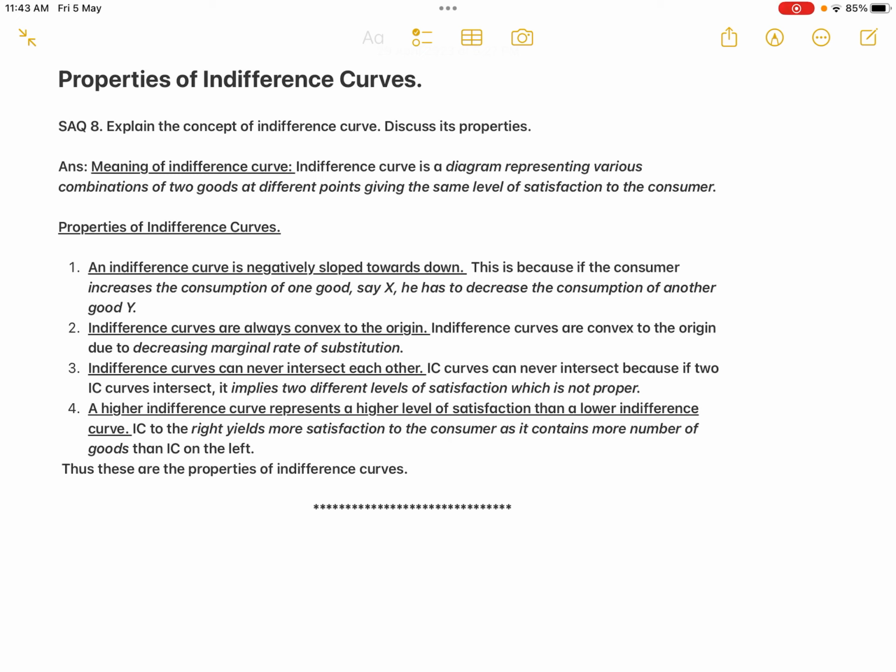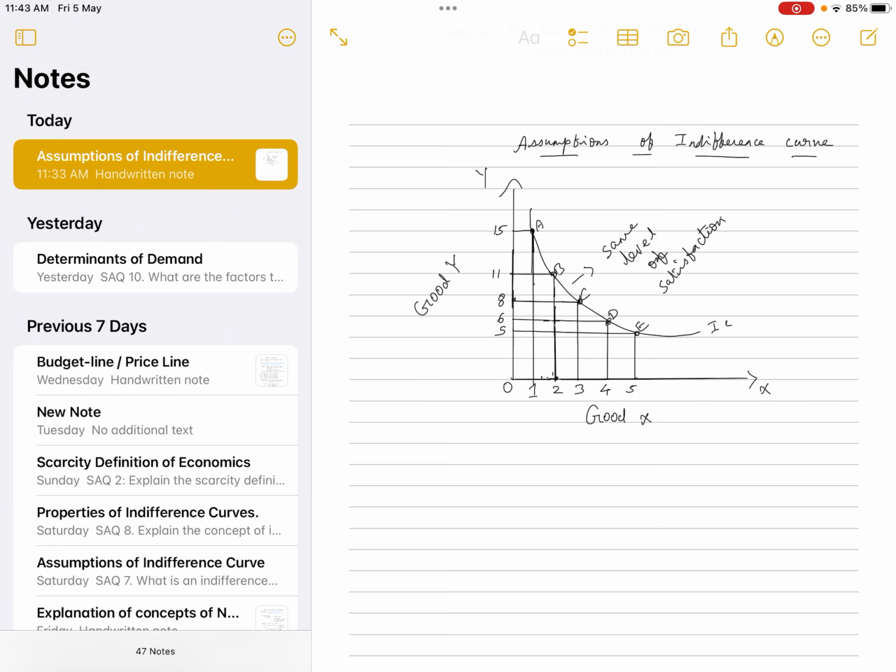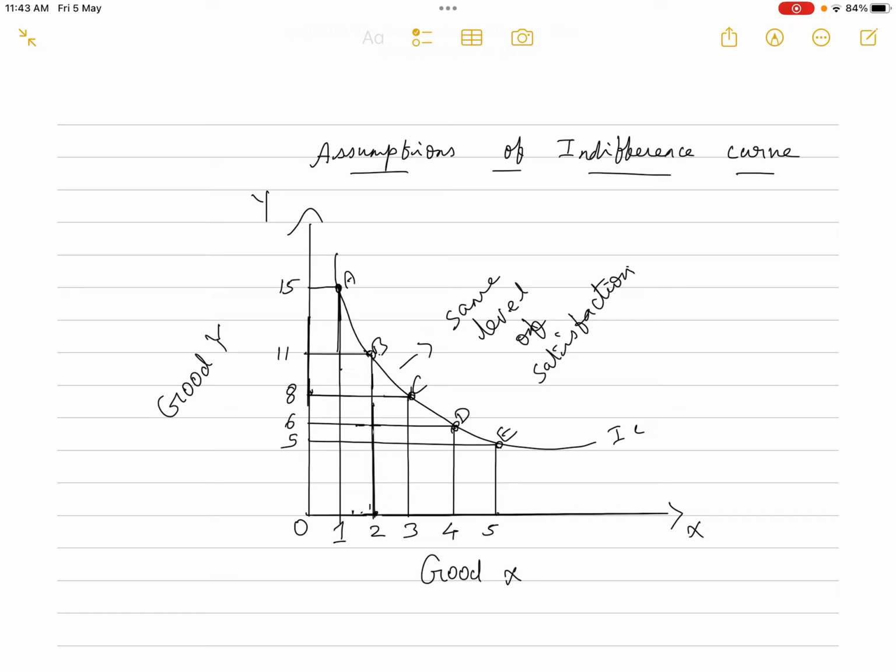So the first one, an indifference curve is negatively sloped towards down. This is because if the consumer increases the consumption of one good, say X, he has to decrease the consumption of another good, Y. So let me explain to you with the help of the diagram. So you can see in this diagram, what can you see? If the consumer has to keep on increasing the commodity X, he has to decrease the quantity of commodity Y.